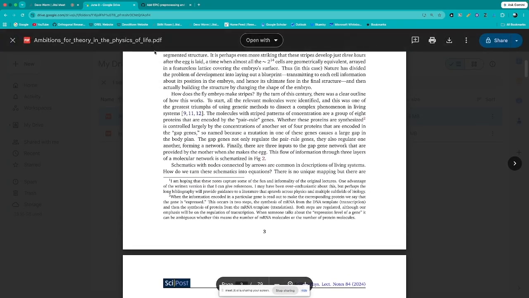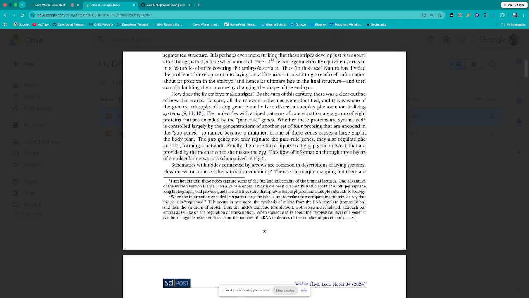Then he asks the simple question, how does the fly embryo make stripes? By the turn of this century, around the year 2000, there was a clear outline for how this works. So again, we had this worked out in the year 2000, so that's what he's drawing from here. To start, all the relevant molecules were identified, and this was one of the greatest triumphs of using genetic methods to dissect a complex phenomenon in living systems.